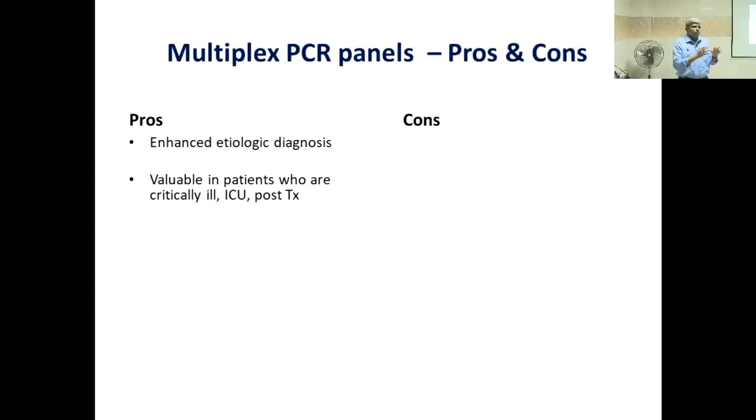So to sum it up, all your multiplex PCR panels have their own list of advantages and disadvantages. Advantage, definitely enhance etiologic diagnosis. It tells you what you are dealing with, much better than your traditional work algorithms. It's very valuable in people who are critically ill, who are immune compromised, transplant hosts. It is very easy to do.